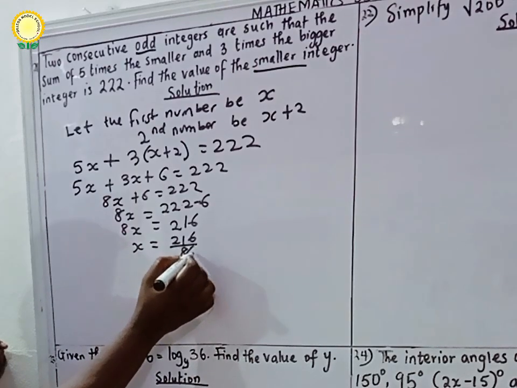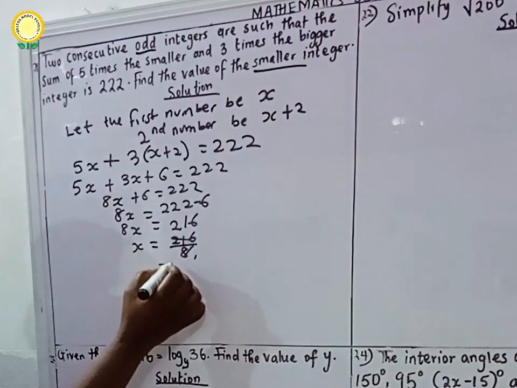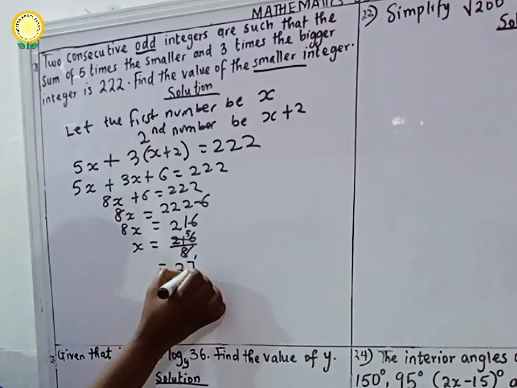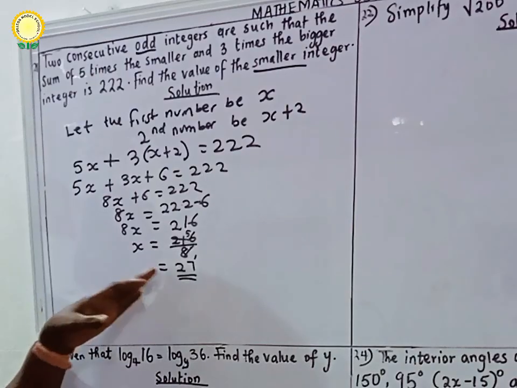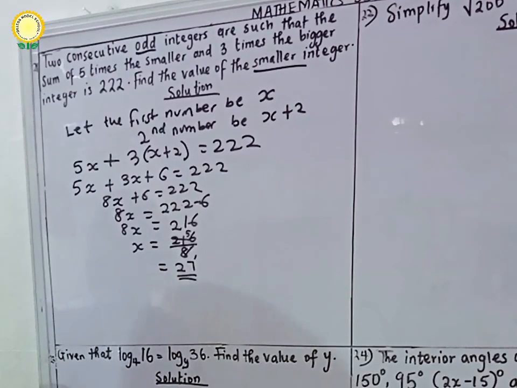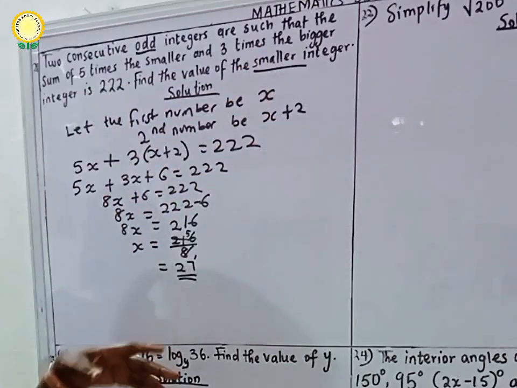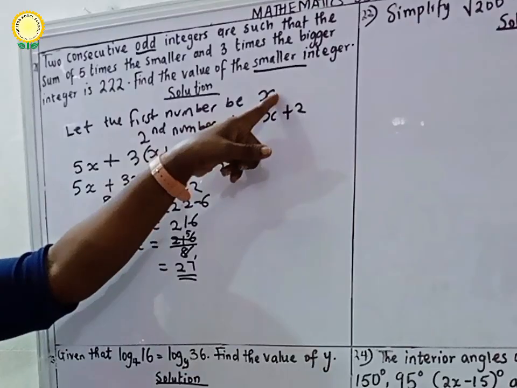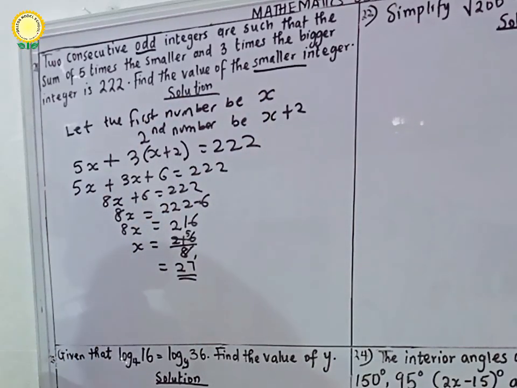So we have 8 here, 1. 8 in 21 is 2, remainder 5. Then we have 8 times 7 is what? 56. So that will be 27. So x equals 27. Now let's go back to the original question. Find the value of the smaller integer. The smaller integer is x, that is the first one. So our answer is 27.